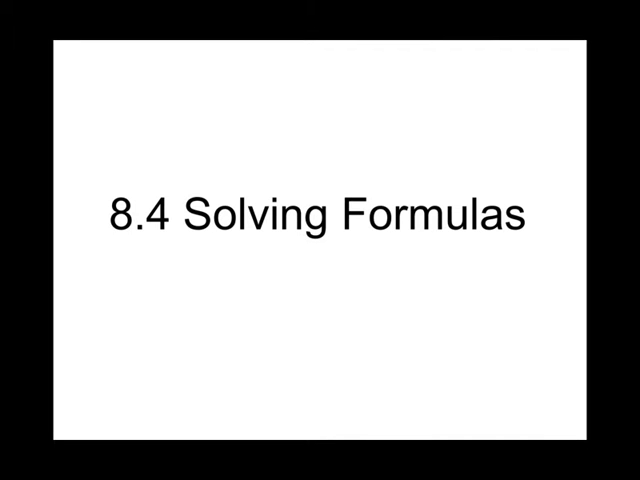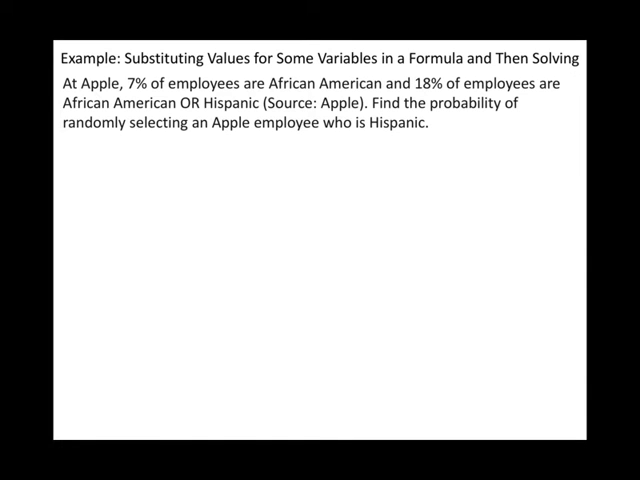Session 8.4 Solving Formulas. Look at this example. At Apple, 7% of employees are African American and 18% of the employees are African American or Hispanic. Find the probability of randomly selecting an Apple employee who is Hispanic. So this time we're looking for the probability. So first, let's write down the given information.